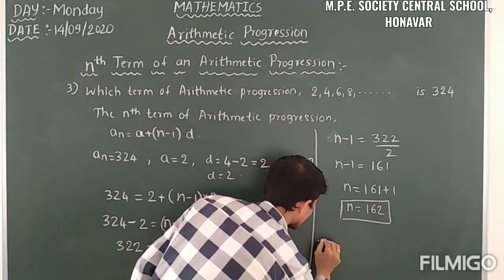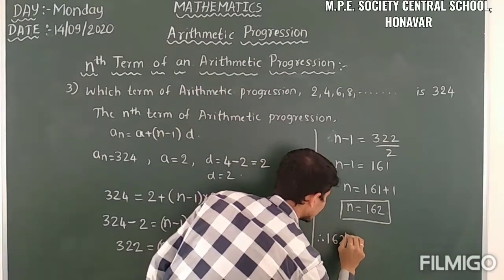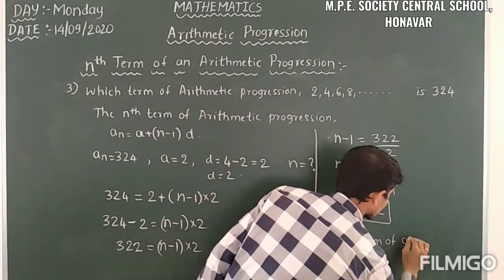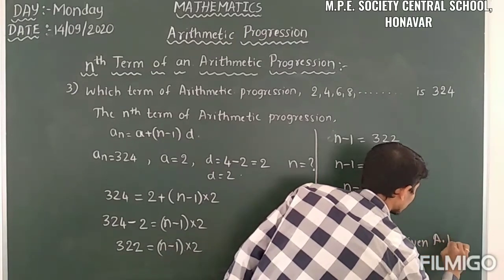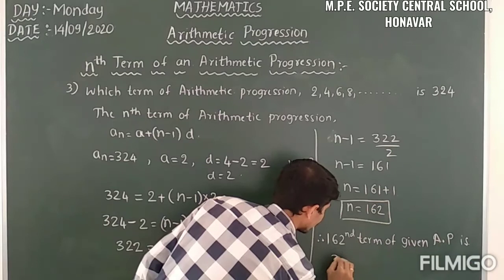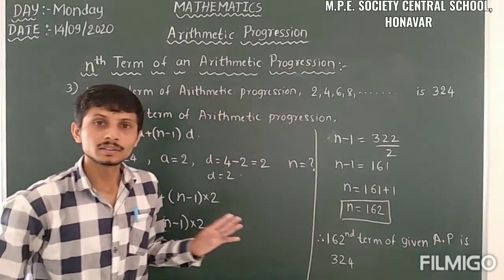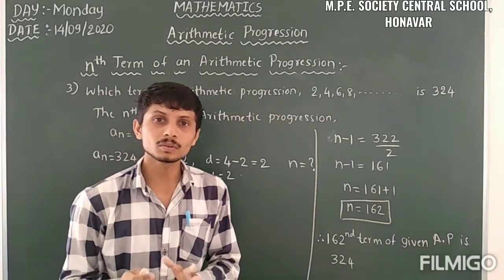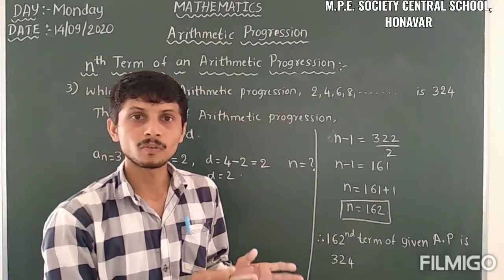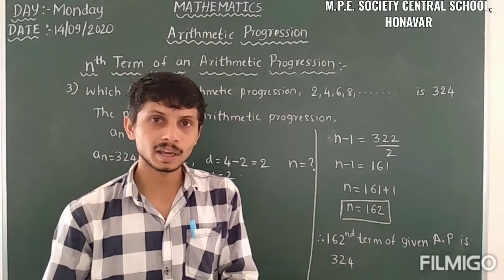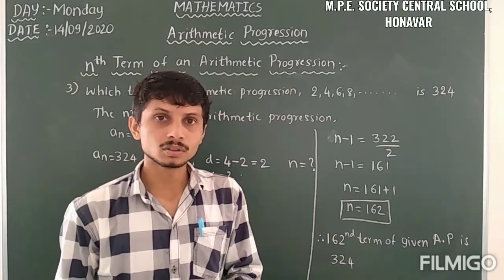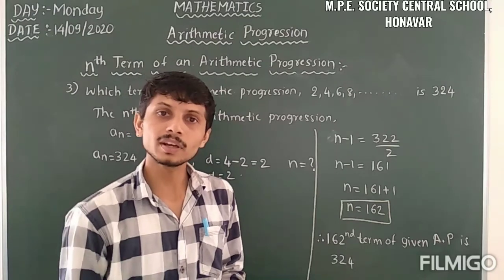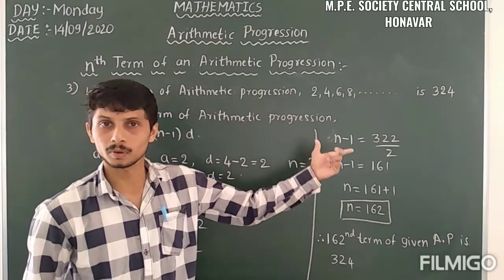It is therefore the 162nd term of the given arithmetic progression, or given AP, is 324. There are many types of problems. Firstly, we have to identify what is the term A, what is the term D, what is the term n, and what is the term an. Out of these, when 3 are given, we can easily find another term. Then we can find the arithmetic progression.